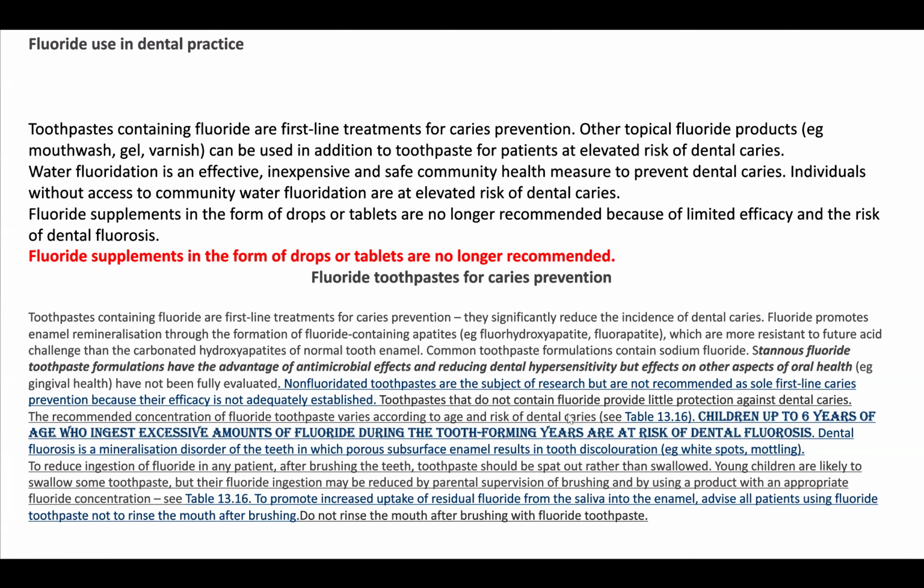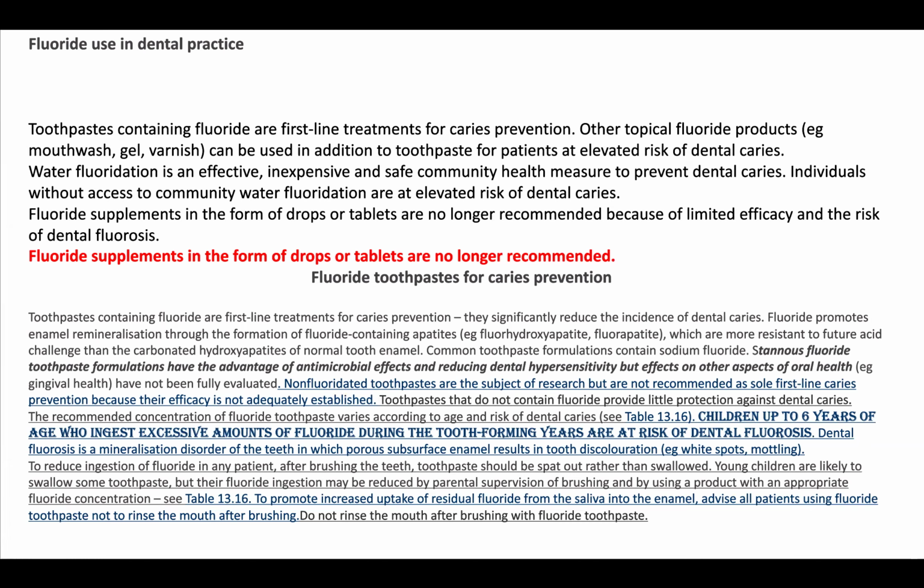Toothpastes that do not contain fluoride provide little protection against dental caries, and children up to 6 years of age who ingest a lot of fluoride during the tooth forming years are at a risk of fluorosis. All of this, you must read from the ADA guidelines. Write down these topics: fluorosis, what is the etiology behind it, how to manage it. And of course, dental caries management, as we are discussing now. To reduce the ingestion of fluoride after brushing, pastes should be spat out rather than swallowed.